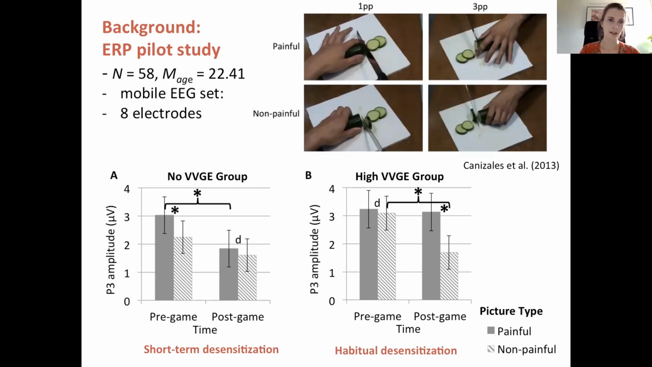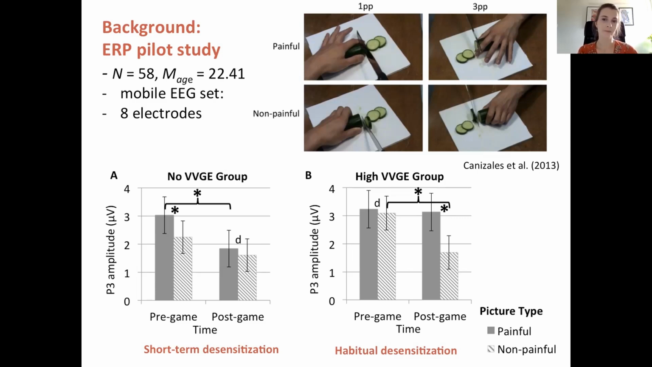So this pilot study included almost 60 adult participants, and I found in this study, in the within design, that participants who played a violent video game, in the comparison before and after, showed a short-term desensitization, meaning that people who played a violent video game were less sensitive to painful pictures after playing a violent video game. However, it was only found for people without previous exposure to violent video games.